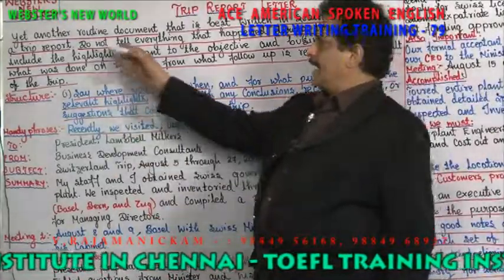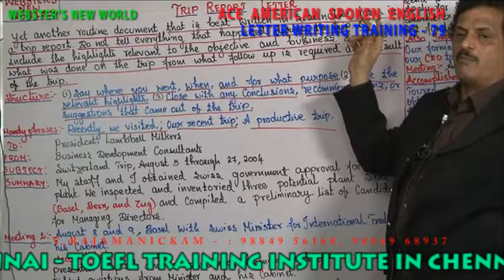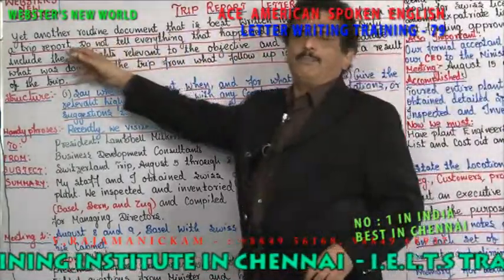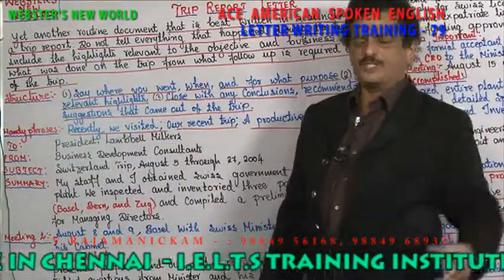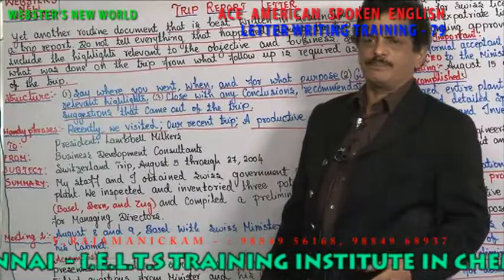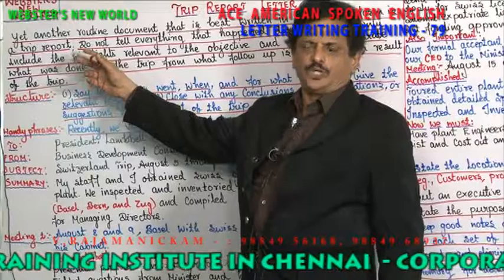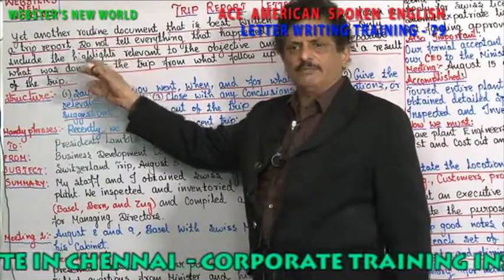So here is yet another routine document that is best written in scannable form. What do you mean by scannable form? You can look at it properly. It's a trip report. Trip means what? You're going abroad, or going into different states in your own country. And you're writing about how your trip was, what you have done, whom you have met, when you met them, from morning to night, what you have done.